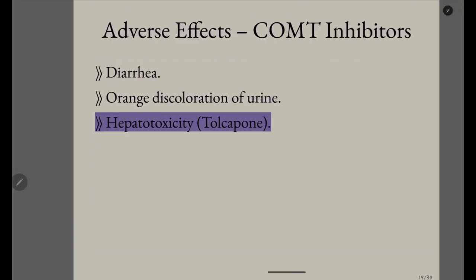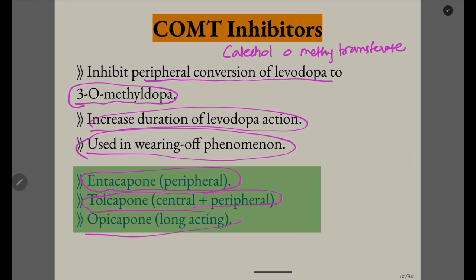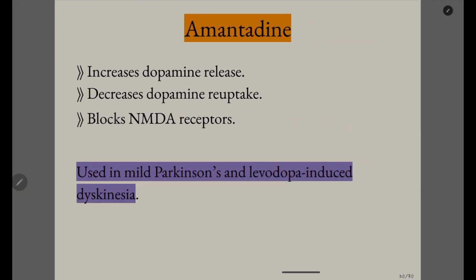off phenomenon. Then adverse effects include diarrhea, orange discoloration of urine, and tolcapone can cause hepatotoxicity. Okay, tolcapone can cause hepatotoxicity, but it is not seen with entacapone. So tolcapone is not preferred in patients with chronic liver disease or any other liver disease. And next group of drugs is Amantadine.